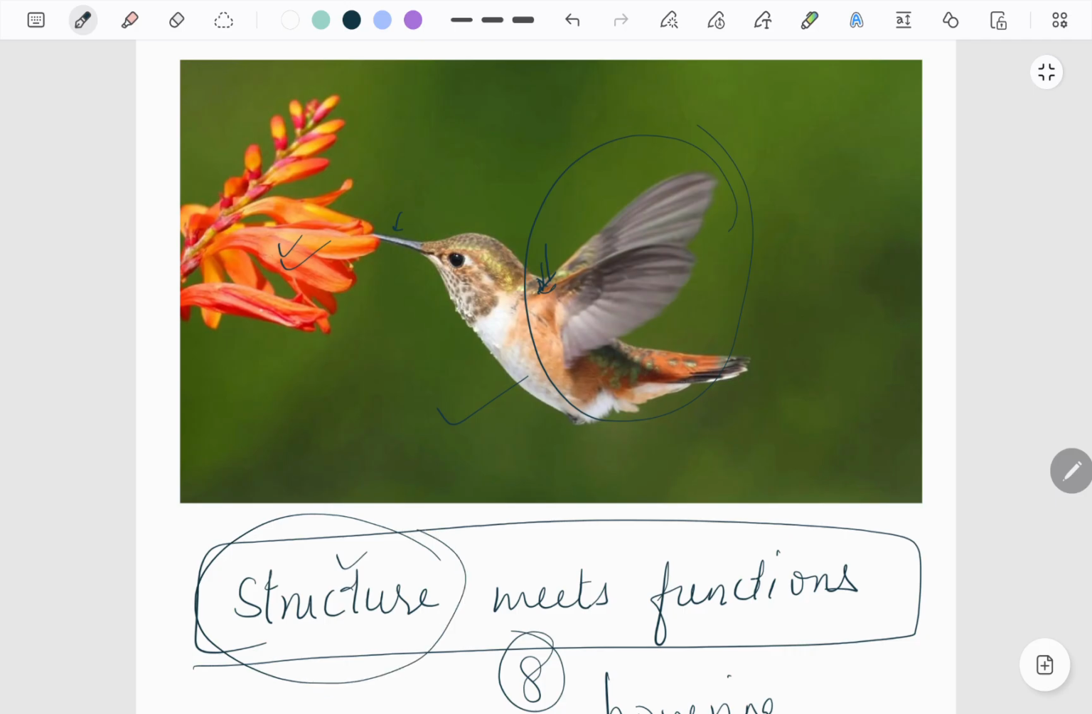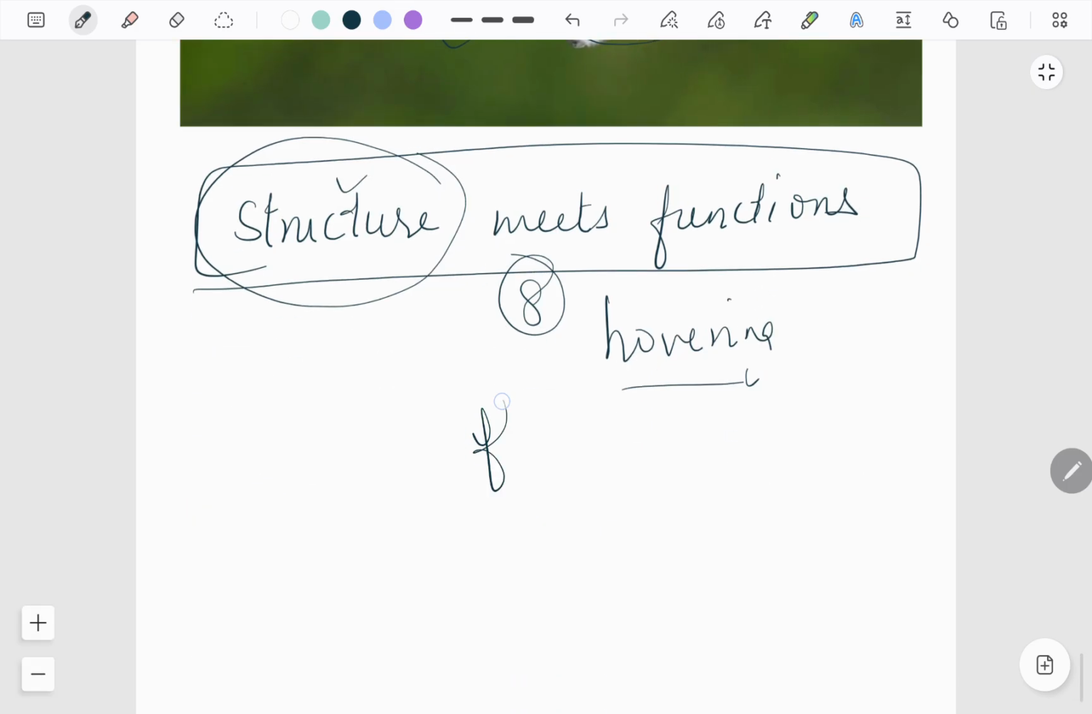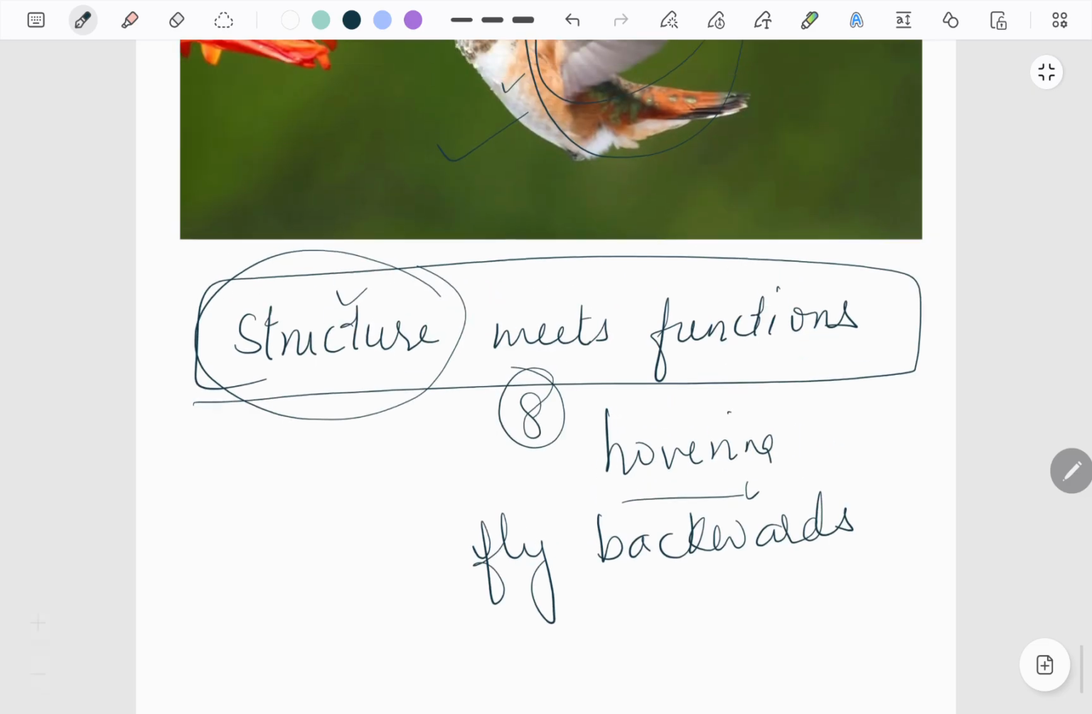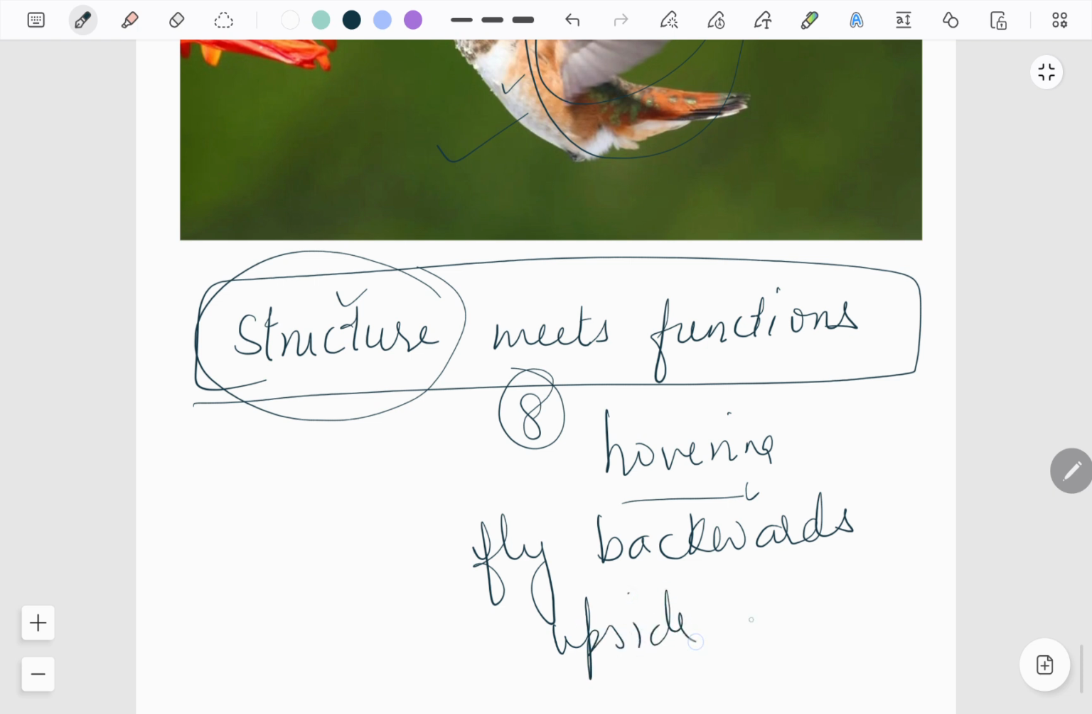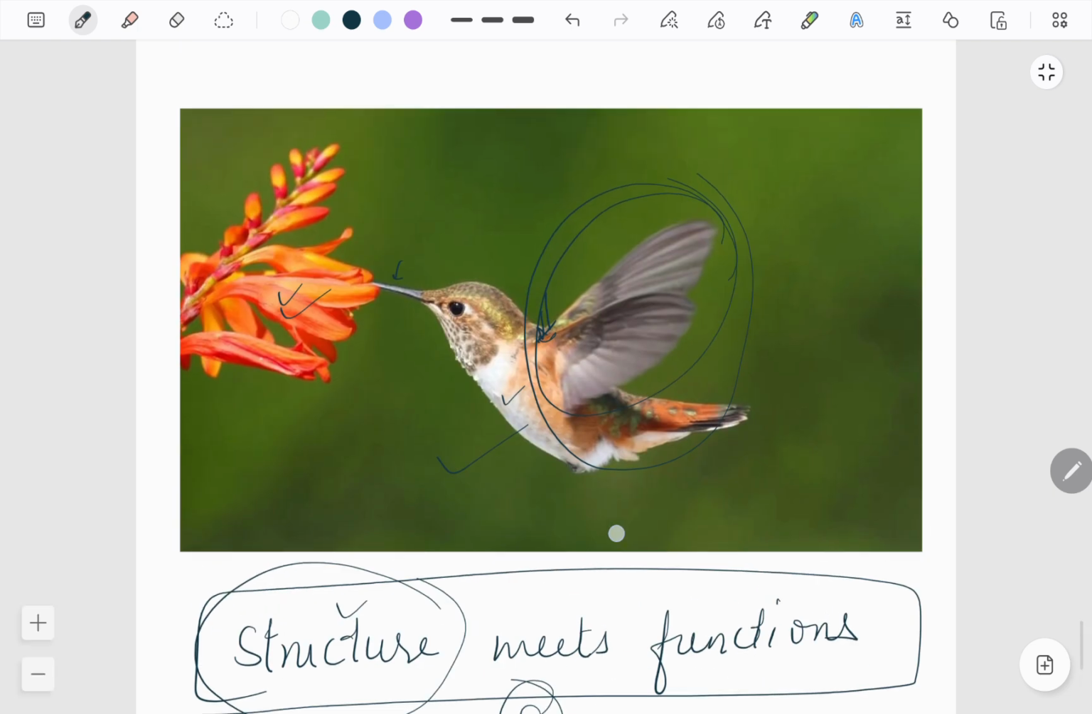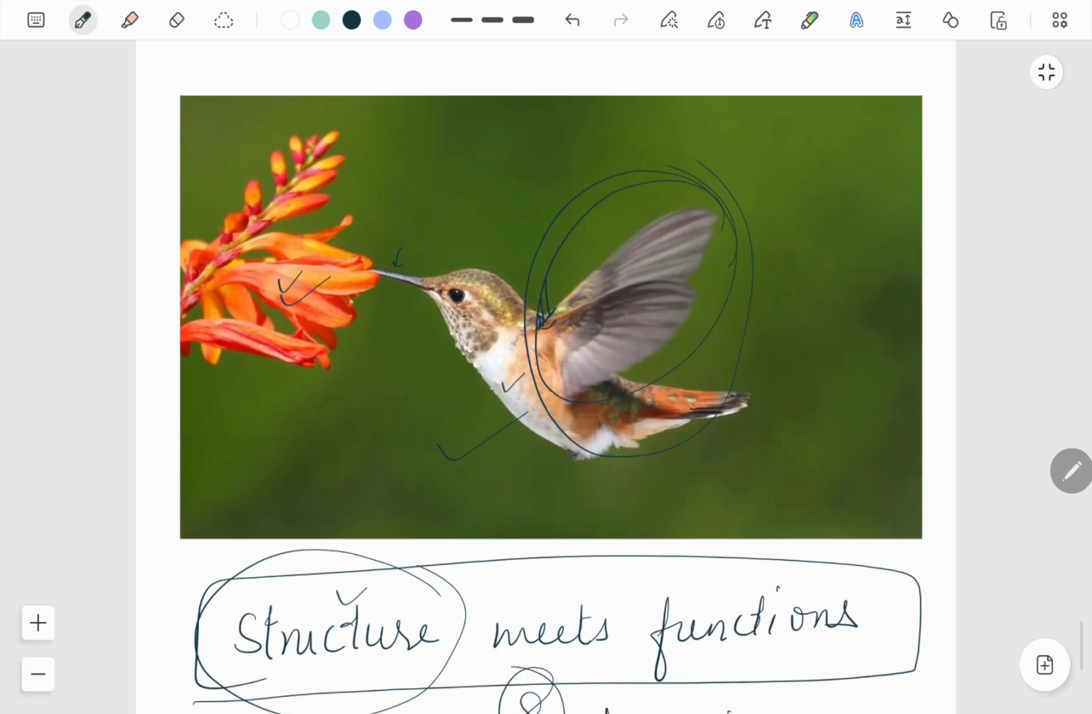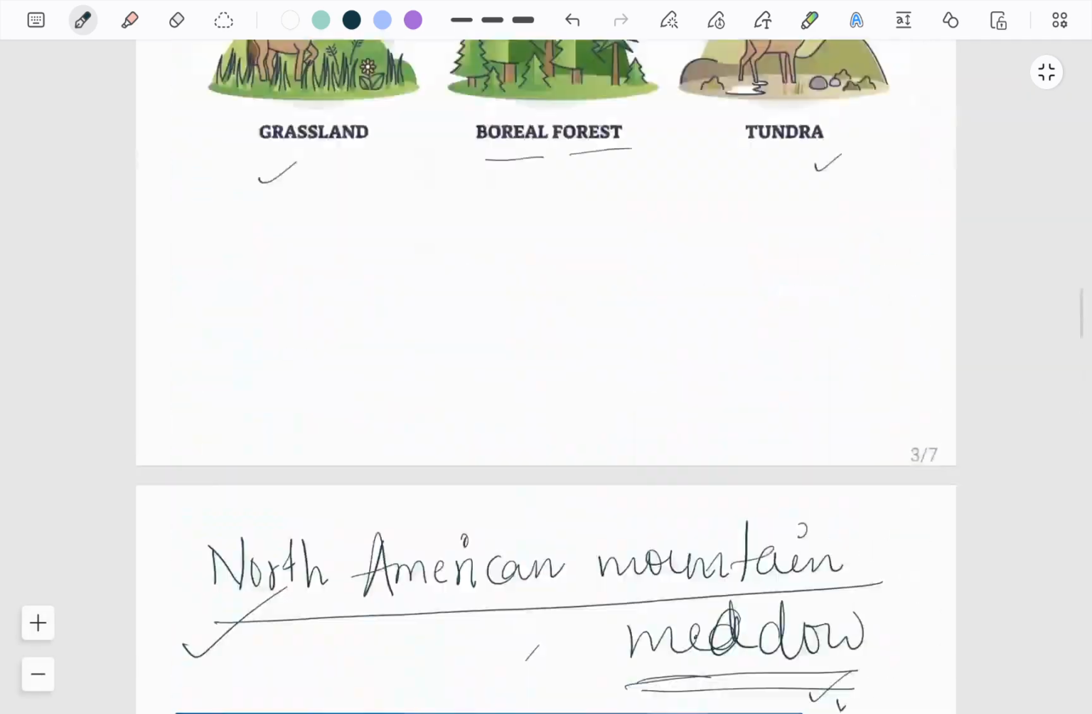This bird has multiple adaptations, big flight muscles and many things, but right now what you need is this beautiful example of structure meets function. This is the bird which can fly backwards, forwards, and upside down. So once it has drunk the nectar, it will fly backwards without being trapped in the petals. So structure meets function. Thank you so much.